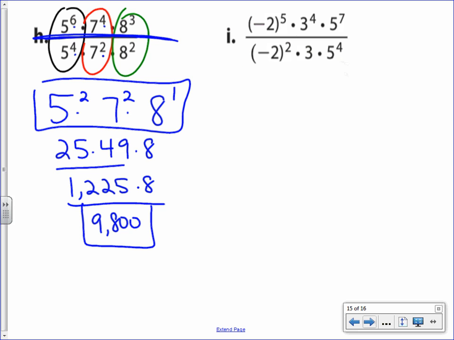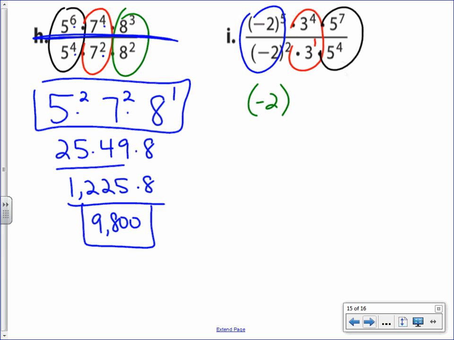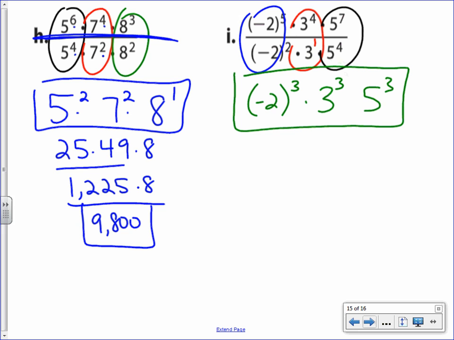Last one like this. I have a power with the base of a negative 2. I have a power with the base of 3. I need to add an exponent of 1. And I have a power with an exponent of 5. Negative 2, 3, 5. 5 minus 2 is 3. 4 minus 1 is 3. 7 minus 4 is 3. Exponential form. Do they want it evaluated?